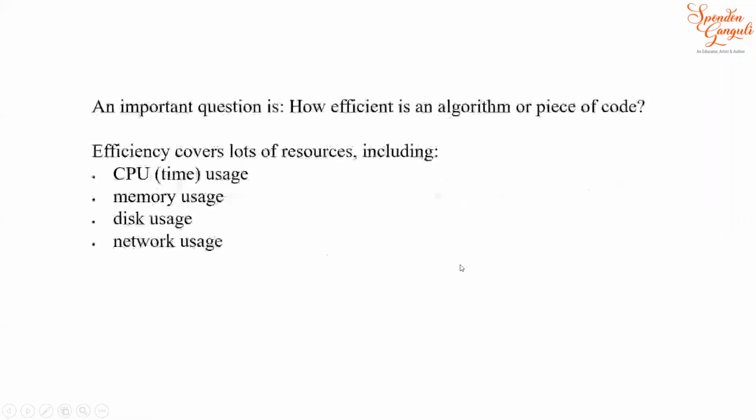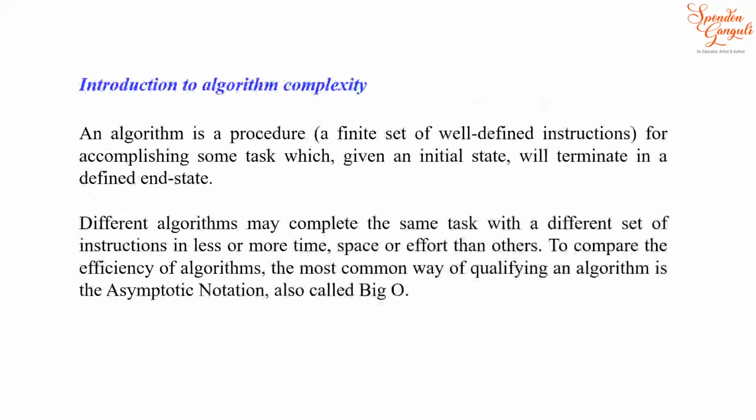First of all, there is an important question. How efficient is an algorithm or a piece of code? Now, there's a lot of theory in that, but overall, efficiency covers a few points like CPU usage time or CPU time usage, memory usage, disk usage, and network usage.